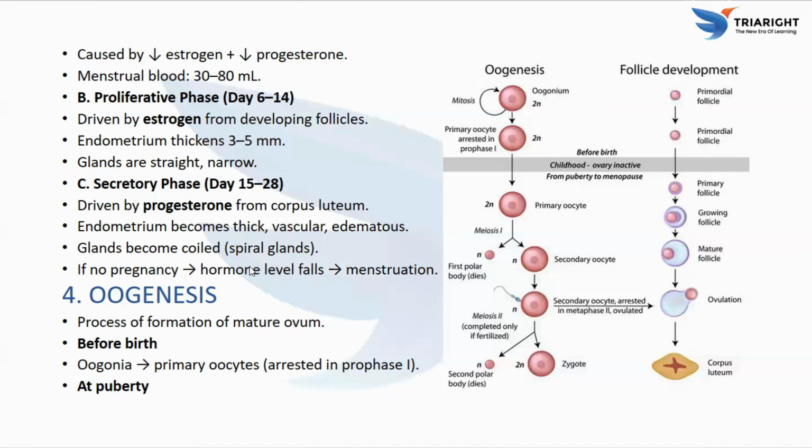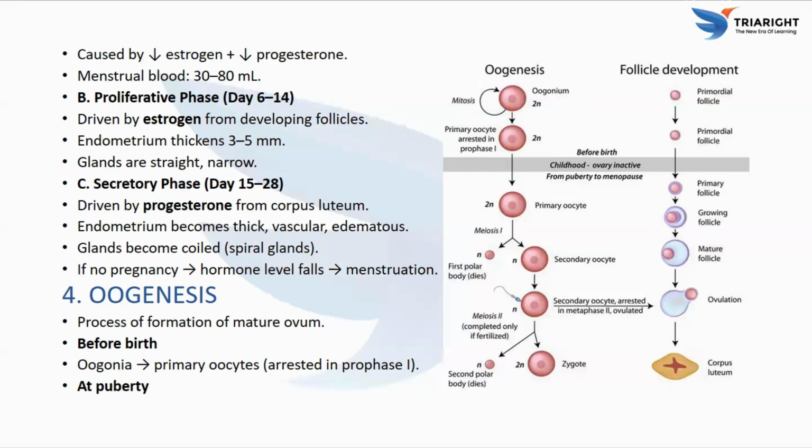So what happens in this phase? The endometrium becomes thick, vascular and edematous. So there will be a rich blood supply. It becomes soft and spongy for embryo implantation. And the next event is the glands become coiled. They start secreting nutrients, which is called glycogen. So this prepares the uterus for the pregnancy.